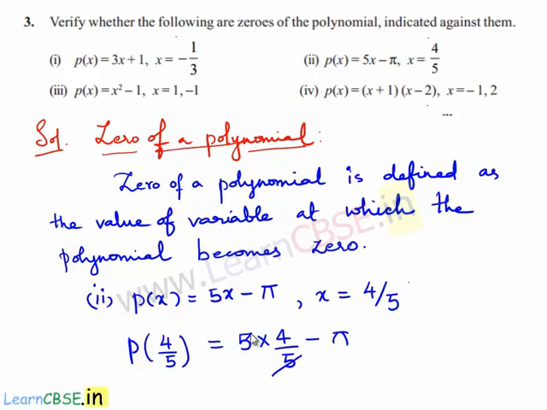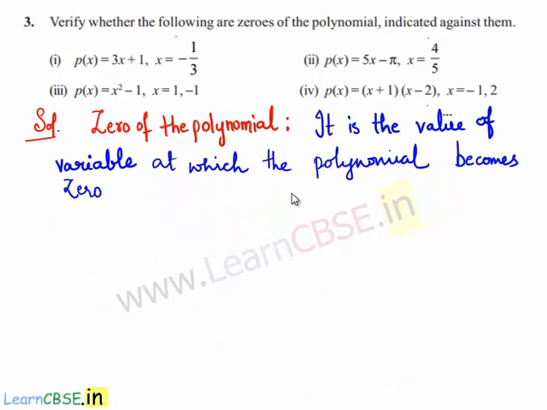5 and 5 get cancelled. We get 4 minus 5, which is not equal to 0. Therefore, we say that P of 4 by 5 is not equal to 0. Hence, x is equal to 4 by 5 is not a 0 of the given polynomial.